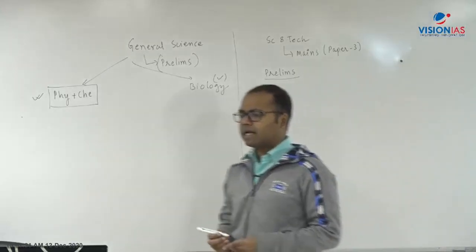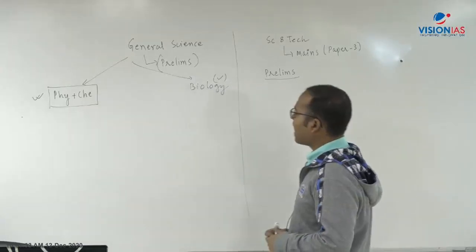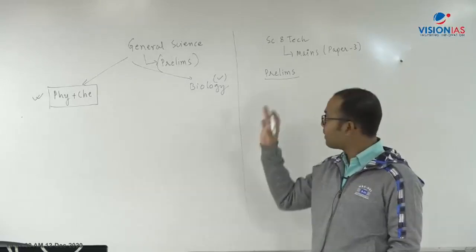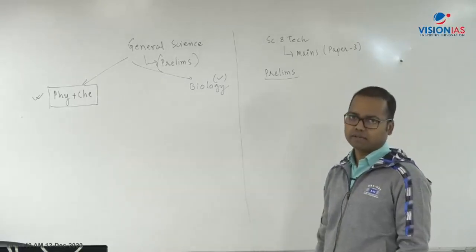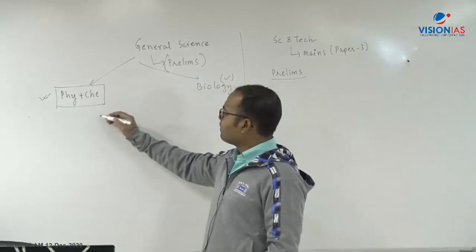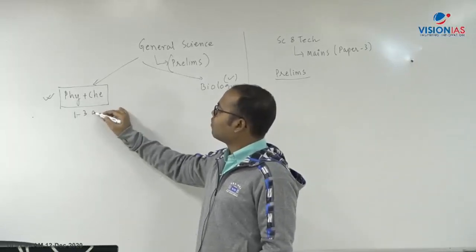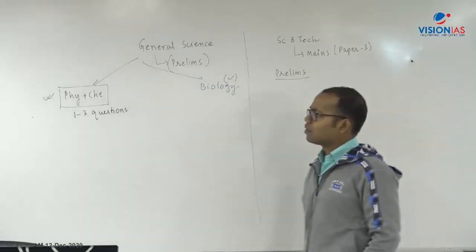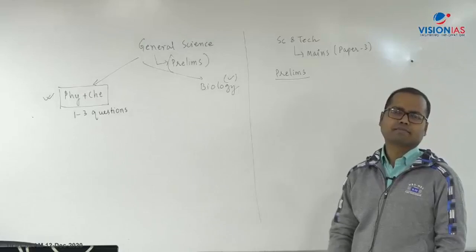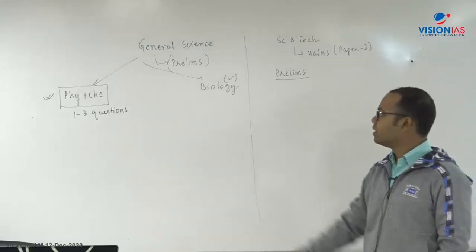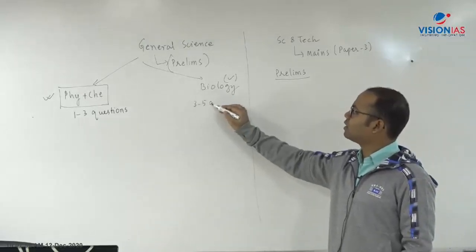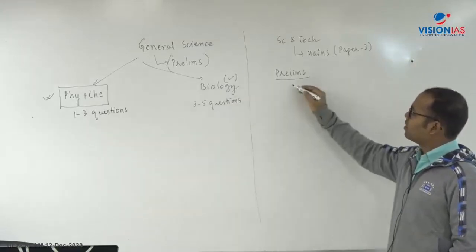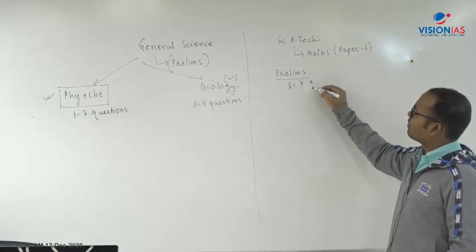Now let's analyze the trend of UPSC. If I have to say, physics and chemistry is the least important among all, I would say the most neglected one. From physics and chemistry, you can expect around 1 to 3 questions as per the trend. One means this is the trend, three means if you are lucky. From biology, you can expect around 3 to 5 questions. And nowadays, 5 to 7 questions are from science and technology.